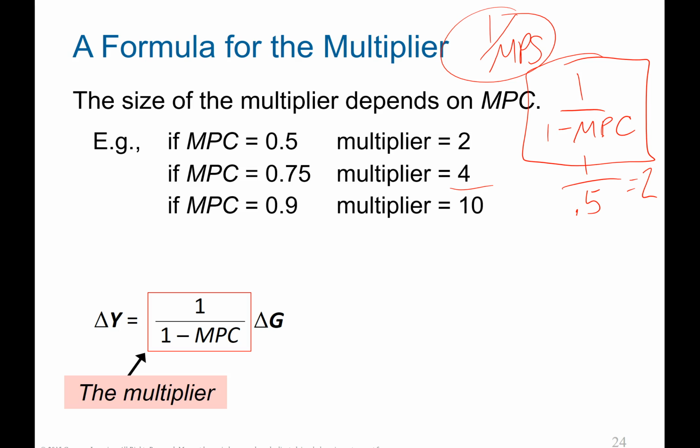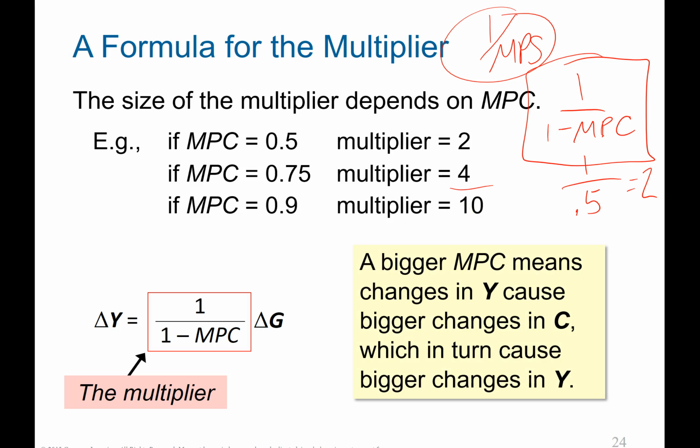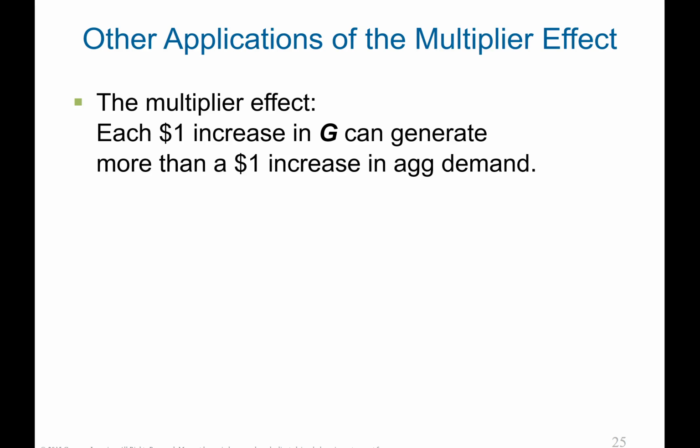If the MPC is 0.9, the multiplier is 1 over 1 minus 0.9, which is 0.10, and the multiplier is 10. And you can see this, that a larger MPC means a larger multiplier, right? And think about that logically. If more people are using more of their income, 90 cents out of every dollar rather than 50 cents, it should make sense that that money is going to multiply more through the economy. It's going to cause bigger changes in consumption, which of course turn into bigger changes in income.